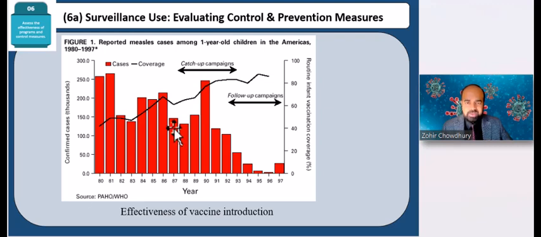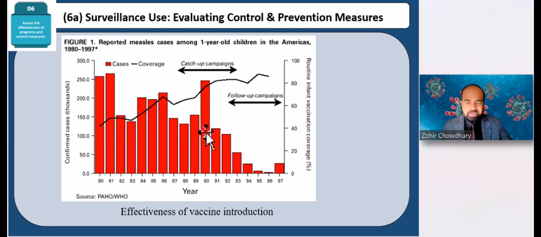Another use of surveillance is for evaluating control and prevention measures. And this graph illustrates how, by using surveillance, we are able to evaluate specific control and prevention measures. In this case, checking if vaccination was effective in reducing measles in the Americas during the 1980s to 1997. As measles vaccine coverage in the early 80s started increasing in the Americas to about 50%, we saw a rapid decrease, almost a 40% decrease of cases from 250,000 to 130,000 to 150,000 almost immediately.